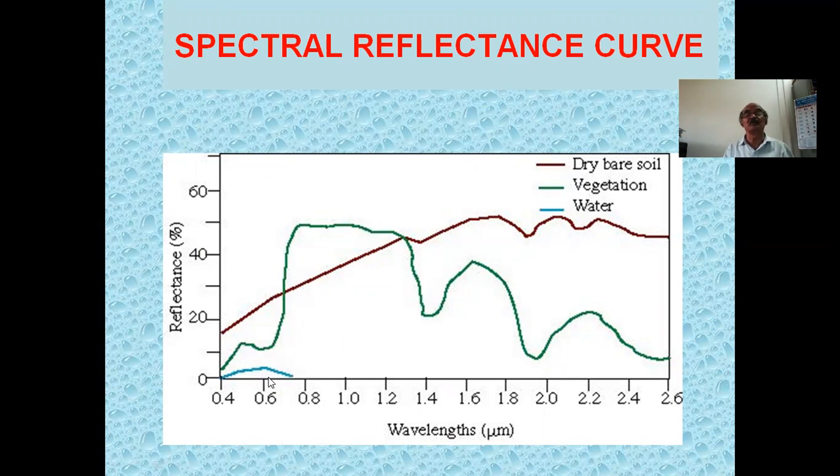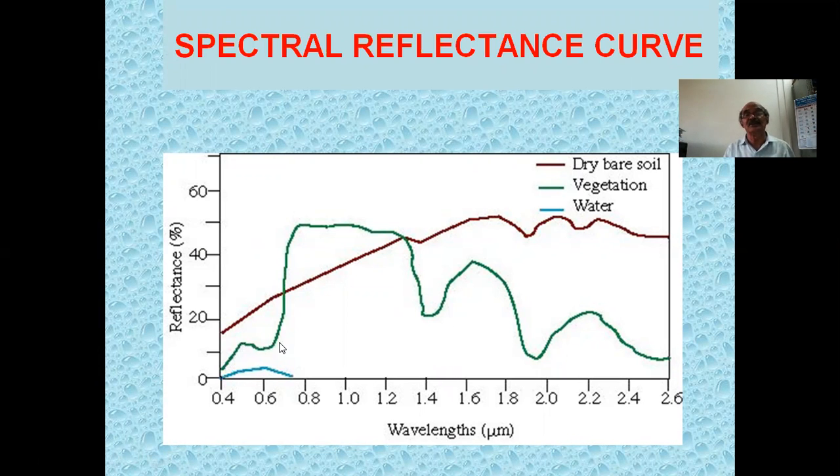These are the important basic cover types. See the green curve. See here, there is a peak in the green region of the spectrum. There is a dip in the blue and red region of the spectrum because vegetation reflects maximum light in the green region of the electromagnetic spectrum, that is from 0.5 to 0.6 micrometer or 500 to 600 nanometer range of the spectrum.